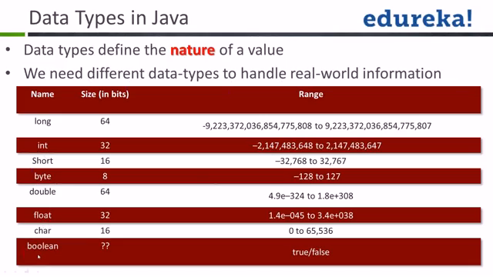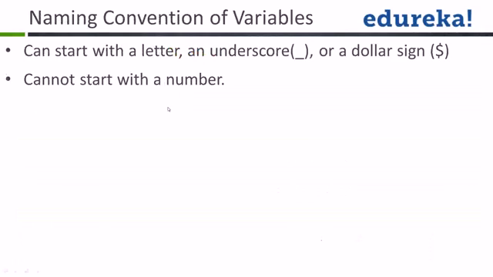You have other data types as well, like string, and more. You can see them, you'll get to know them when we come to practical examples. So these are the data types in Java. Now we come to the naming convention of variables.